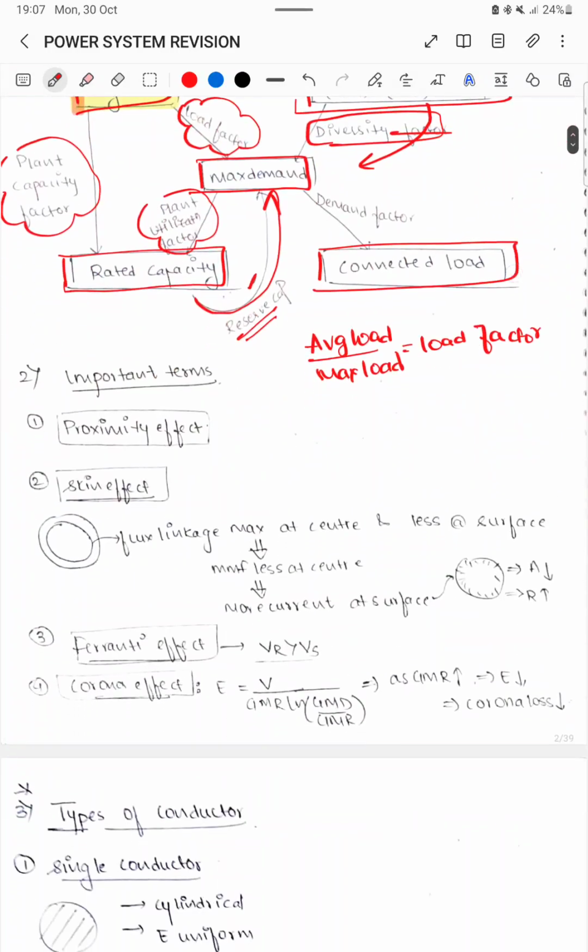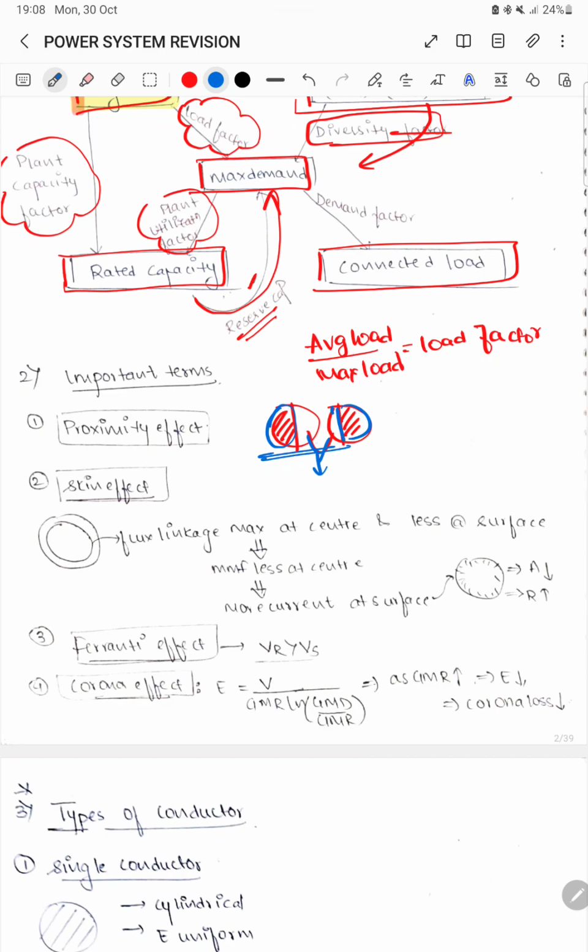Okay, now let's move ahead and let's discuss some important terms. So proximity effect. Proximity effect meaning if two wires are very very close, then the current will not flow through the inside part, rather it would flow through one half only. Okay, it would flow through one half, that is called proximity effect.